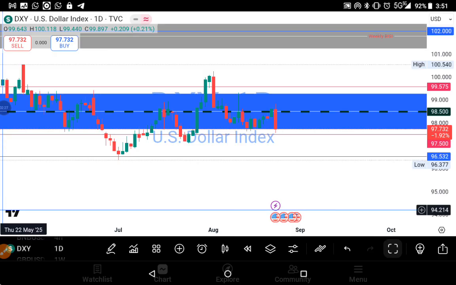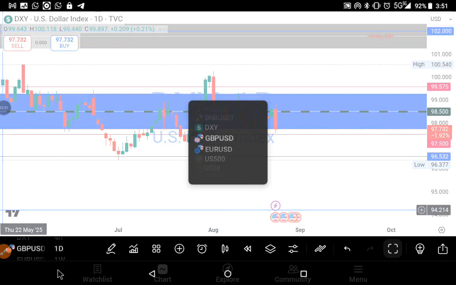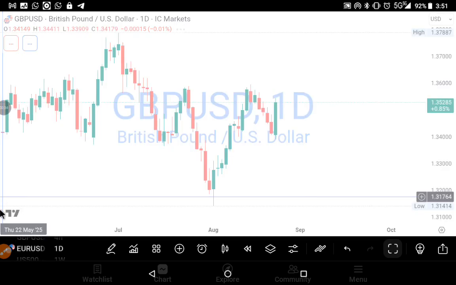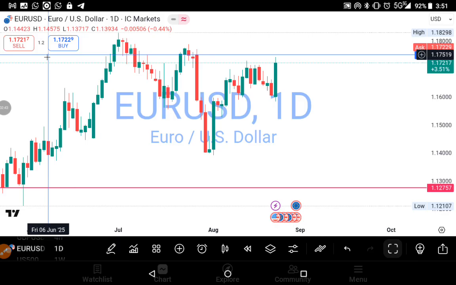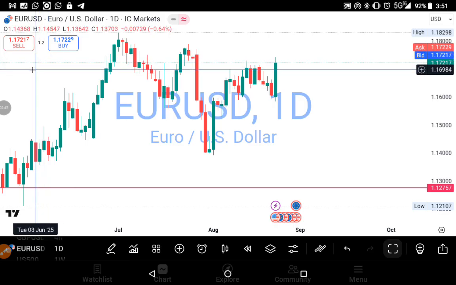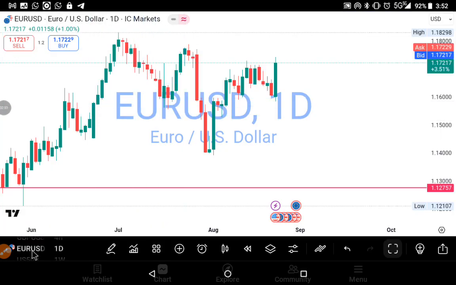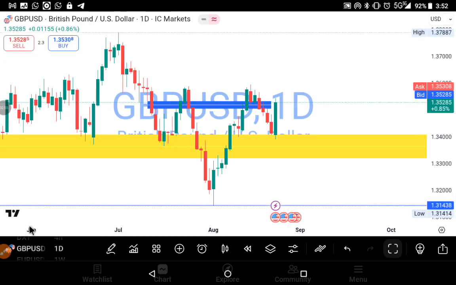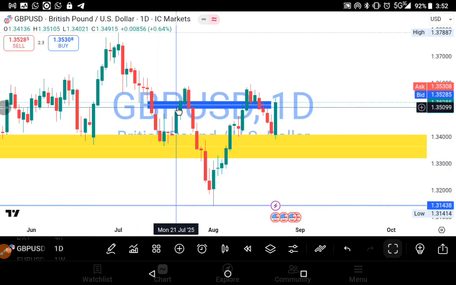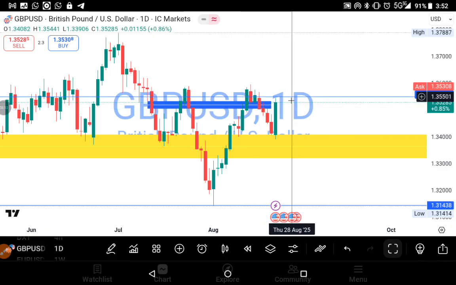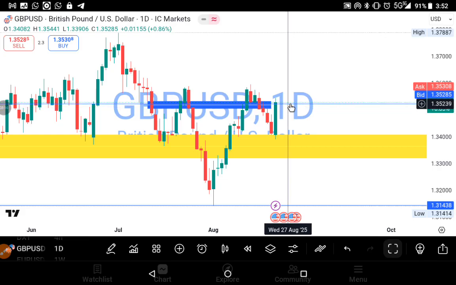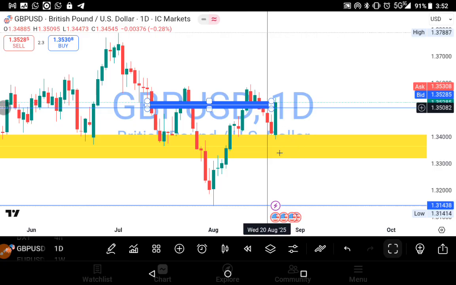So let's go to the next one, which is our cable. Last week on Euro, GBP, USD cable, I was interested in the consequent encroachment of this blue line here. It's my decision point. If it serves as a resistance to the price, we should see this yellow line.